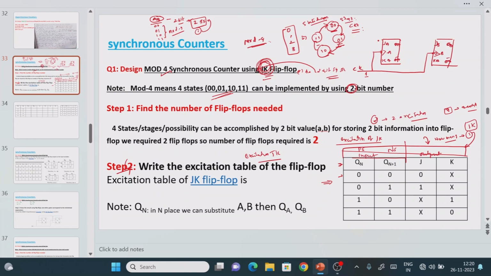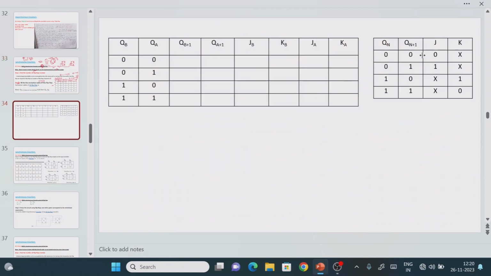Now the question is how to write the two excitation tables. By using this single excitation table, we are going to write the two excitation tables. We will see how to write the excitation table for the first flip-flop as well as the second flip-flop. Now see, this is the excitation table for the JK flip-flop. So these are the input values, or present state value, as well as the next state value. This is the output value of the excitation table for the JK flip-flop.